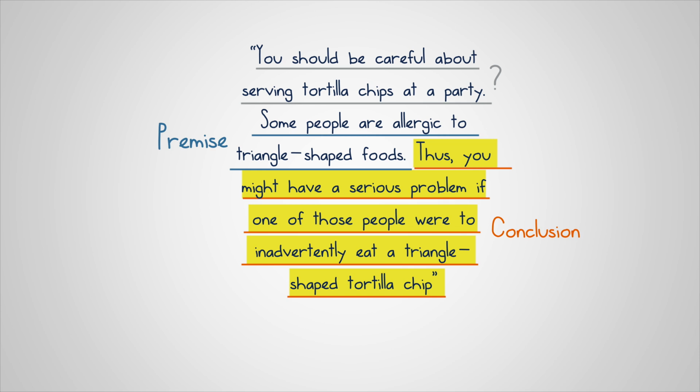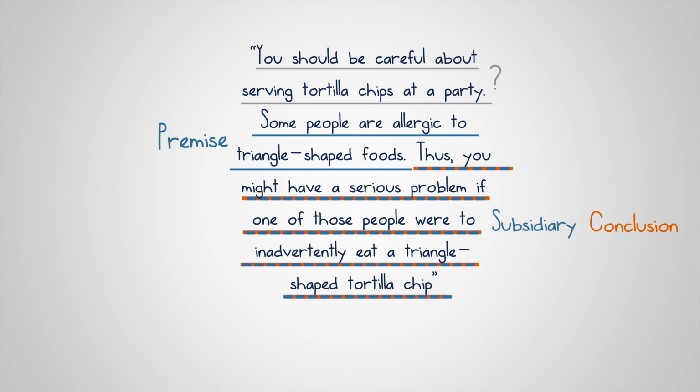The last statement, that you might have a serious problem if one of the allergic people were to ingest a triangle-shaped tortilla chip, that's a reason supporting the claim that you should be careful about serving the chips at the party. So that means that the last statement is a subsidiary conclusion. It does have support, which is what makes it a conclusion in the first place, but it provides support to the first statement. And the first statement then is the main conclusion of the argument. It's being supported and does not support anything else in the argument. On main point questions, there usually aren't multiple conclusions, but if there are, we're looking for the main conclusion.